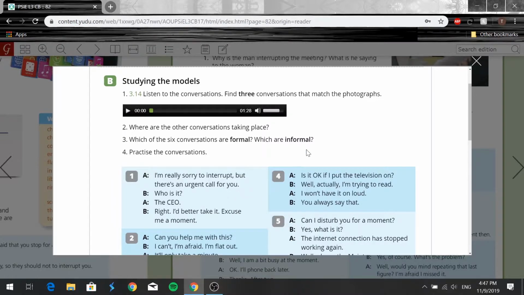When talking to your friend, this is called informal. Hey, is it okay if I put the television on? You don't talk like that to a professor or a doctor, for example, or even your boss. Okay? So, which of the 6 conversations are formal and which are informal?